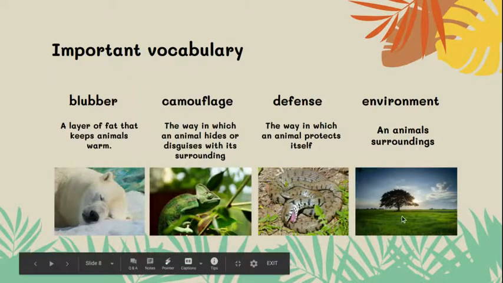Environment is an animal's surroundings. So it's not necessarily where the animal lives, it's just what's around them. So an environment is just the animal's surroundings. This environment looks like it's sunny, there's trees, there's a lot of grass. That's the environment that these animals would live in right here.